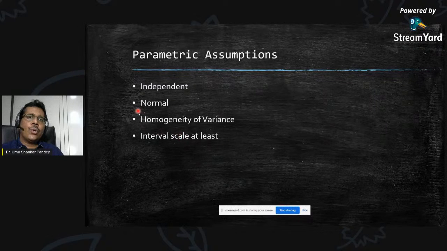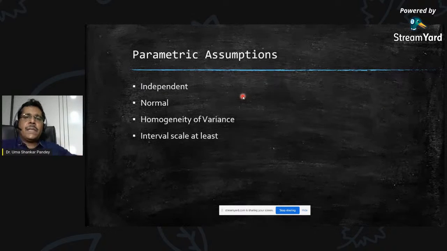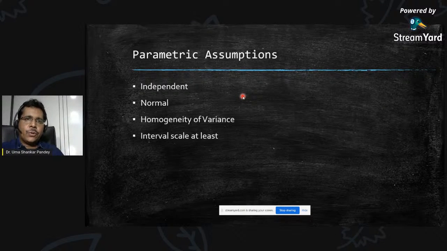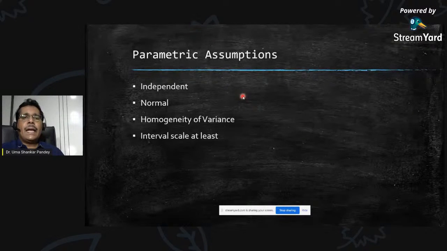It assumes homogeneity of variance. That the variance I spoke of is homogeneously spread. It is not there in certain pockets of the population, but it is spread across the population. So homogeneity of variance is a very important parametric assumption. Also, the scale has to be interval at the very least.